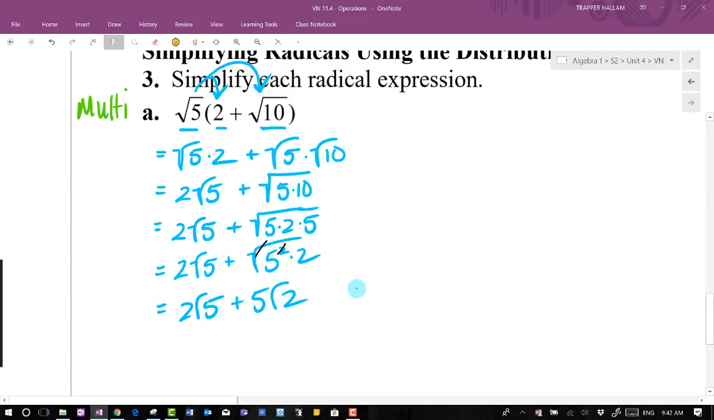There's lots of 2's and 5's in here, but you have to ask yourself one important question. Are these values right here under the radical, the radicands, are they the same? No, they're not. So they're not like radicals. So we cannot add or subtract them in any other fashion. So we're going to leave it there.